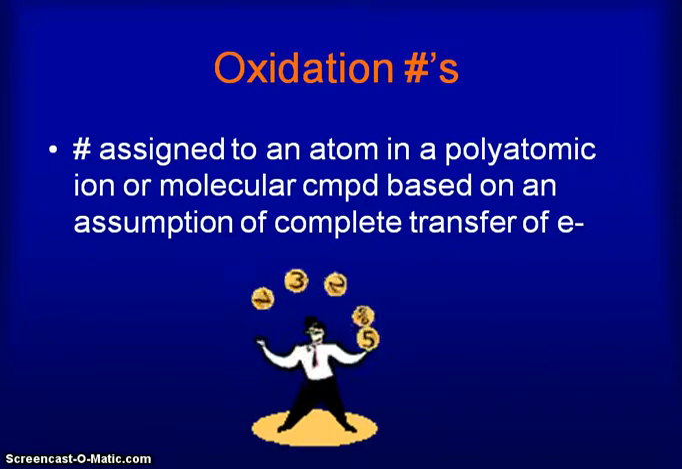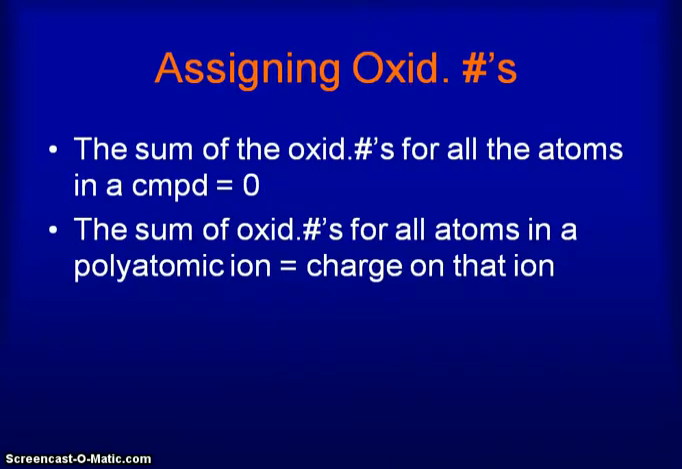If we have a covalent structure, then the electrons are not represented by a charge, and that's where these oxidation numbers come into play. We're going to give them these oxidation numbers to represent what would happen if those electrons were transferred. So there's a couple of rules with assigning oxidation numbers.